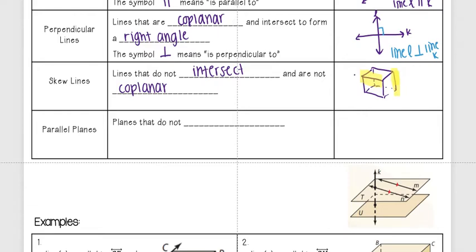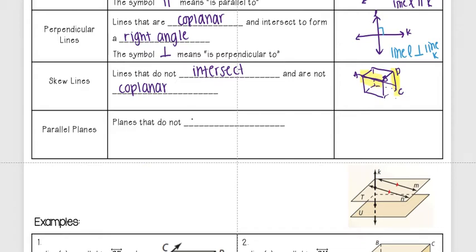So let's say that's A, B, C, D. They're not on the same plane. See, this one's either on this one or this one there. But they also don't intersect. So if I were to extend this line, it would go forever this way. This one, DC, would go forever up and down. So they never would intersect, but they're not on the same plane either. And we'll see some more examples of that.